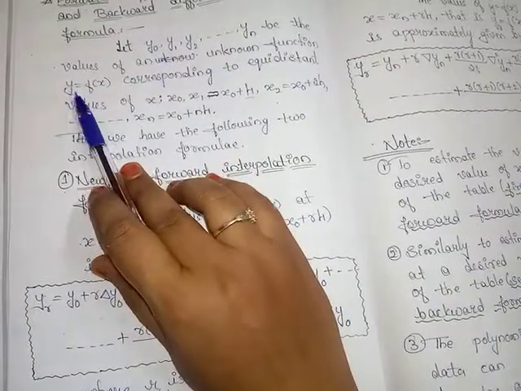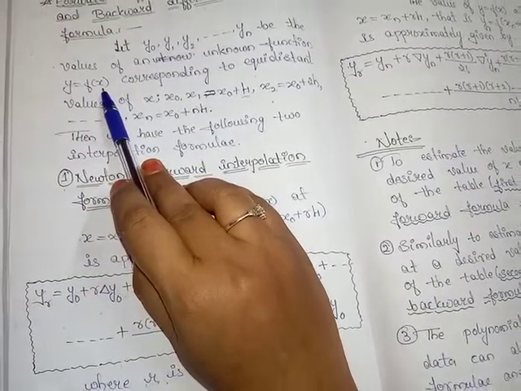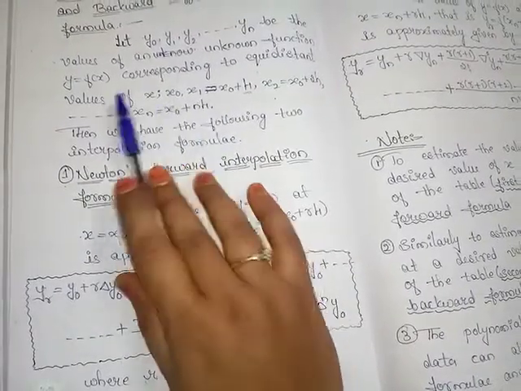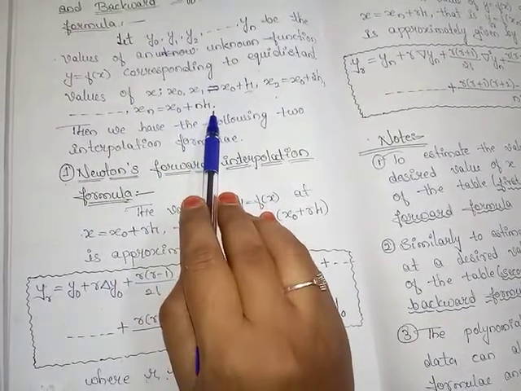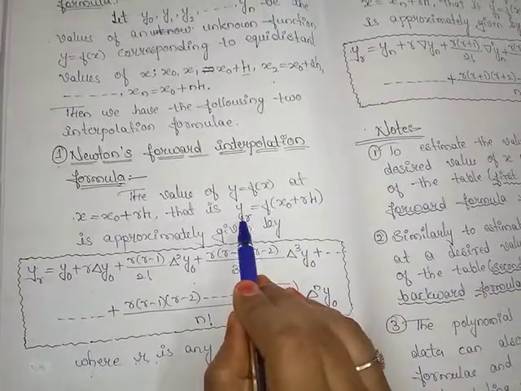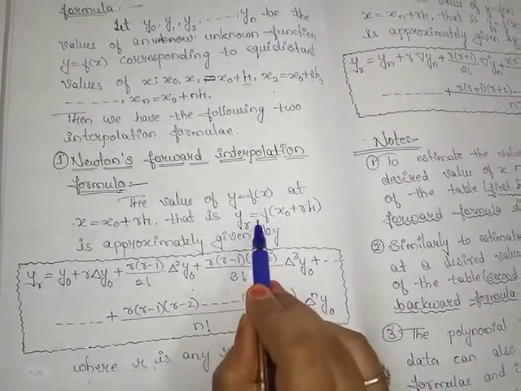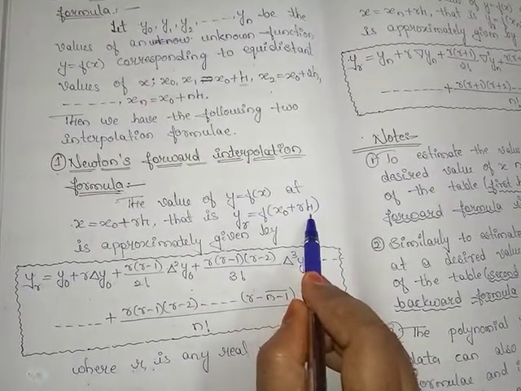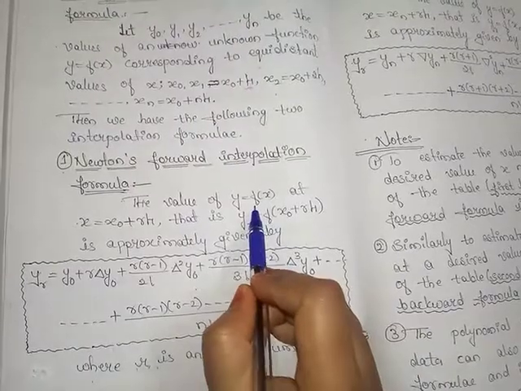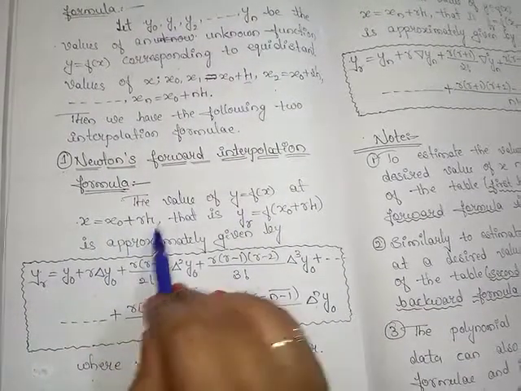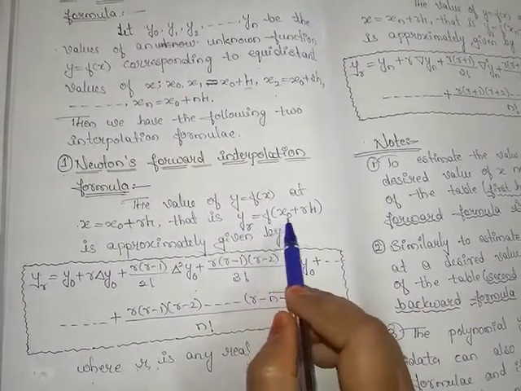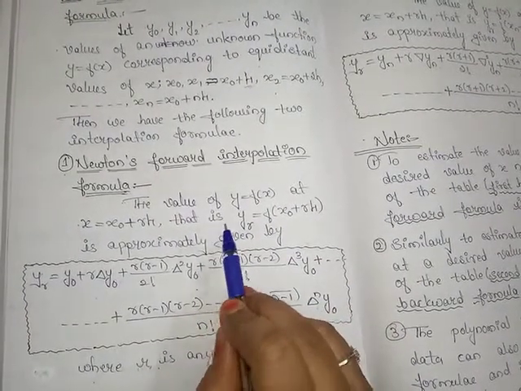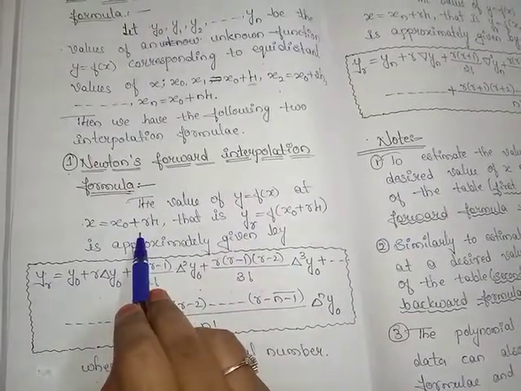Then this function y is equal to f of x. Here x is the rth term. The nth term is x naught plus n into h, so the rth term is x naught plus r into h. According to that, yr means the rth term, yr is equal to f of x naught plus r into h. Now for this function the x value is x naught plus rh and yr is equal to f of x naught plus rh. Here our intention is to find the value of y for the corresponding value of x.